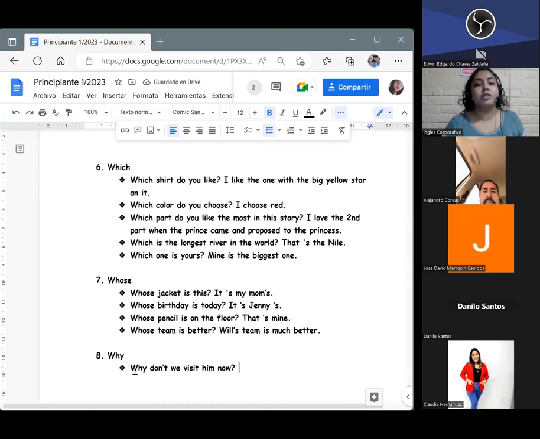Y podemos responder no simplemente dando una razón del por qué, sino que también podemos responder de otras formas, así como con esta pregunta. Why don't we visit him now? Aquí podemos decir, ¿por qué no lo visitamos ahora? Y podríamos dar una razón de, es porque estamos ocupados, porque estamos trabajando, porque no podemos. But also we can say that is a good idea to visit him now. Podemos decir también que es una muy buena idea poder ir a visitarlo. Así que en este caso no damos una razón, sino que también podemos cambiar nuestra respuesta. It is a good idea. Es una buena idea.